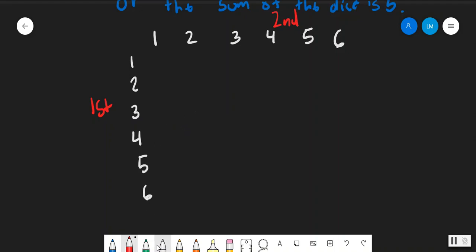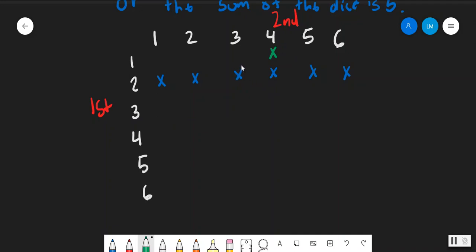Now, I'm going to use little tick marks instead of writing 2-1, 2-2, and so on. Let's use a different color. So the first die is a 2: 2-1, 2-2, 2-3, 2-4, 2-5, and 2-6. But note that you wanted to find when the sum is a 5. So the sum is a 5 right here, 1-4. Okay, and then we have 2-3.